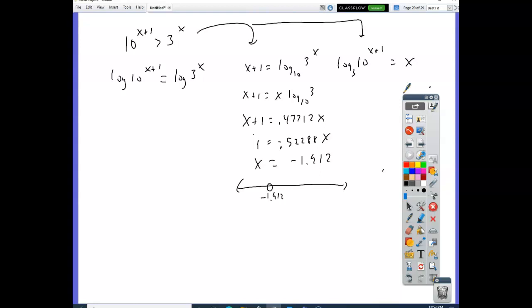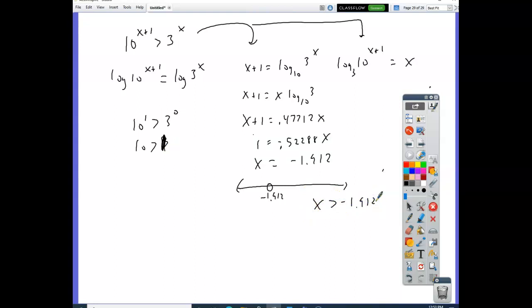Okay, so if I put in a 0, I get 10 to the first is greater than 3 to the 0th. That's 10 is greater than 1. Is that true? That's true. So I'm going to think that x is certainly greater than negative 1.912.